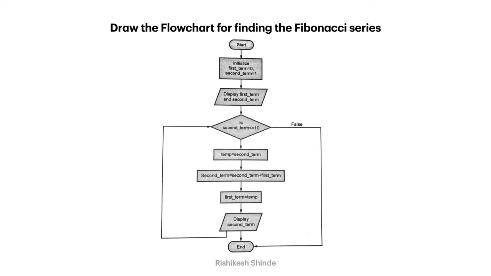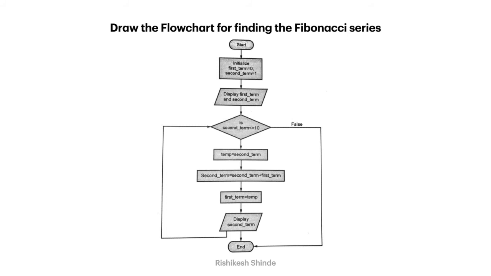In the loop, we have four different steps. In the first step, we will initialize temp variable and the value of temp will be second term. In the second step, our next second term would be the sum of previous second term and first term. Then in the third step, we will initialize first term as the temporary variable. For all these calculations, we will be using rectangular shape. In the fourth step, we will display the second term.